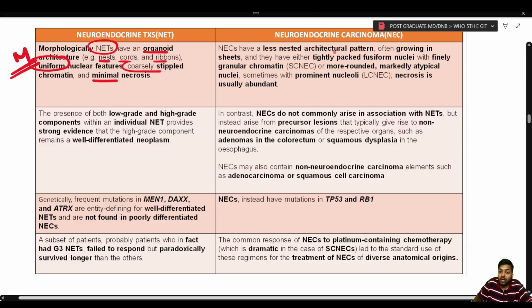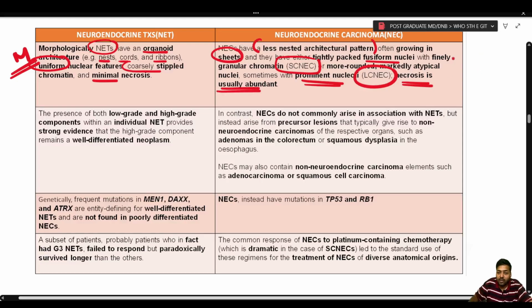But if you look at the neuroendocrine carcinoma, they have a less nested architectural pattern. So the architectural pattern characterizing the neuroendocrine tumor is lacking in the carcinoma. That is why they are also called poorly differentiated tumors. They often grow in diffuse sheets, and they have either tightly packed fusiform nuclei with finely granular chromatin, that is the small cell neuroendocrine carcinoma, or a more rounded, markedly atypical nucleus, sometimes with prominent nucleoli, that is the large cell neuroendocrine carcinoma pattern. Necrosis is usually abundantly seen here.